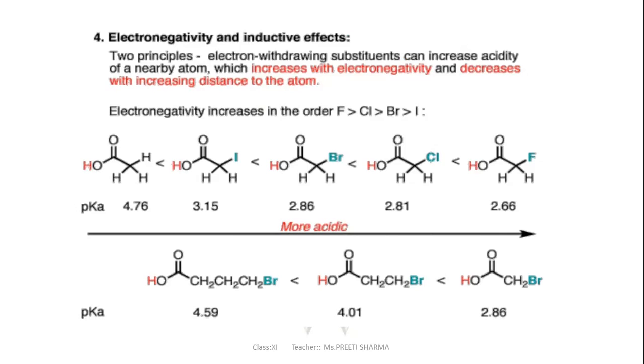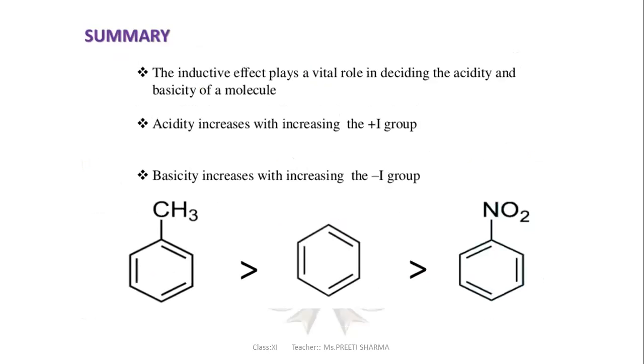And I have shown you the value of pKa. pKa is just opposite to that of Ka. Ka means dissociation constant, means how easily it can dissociate to convert into H ions. So it is opposite to that of Ka, that pKa. So this is summary. Acidity increases with plus I group, basicity increases with.